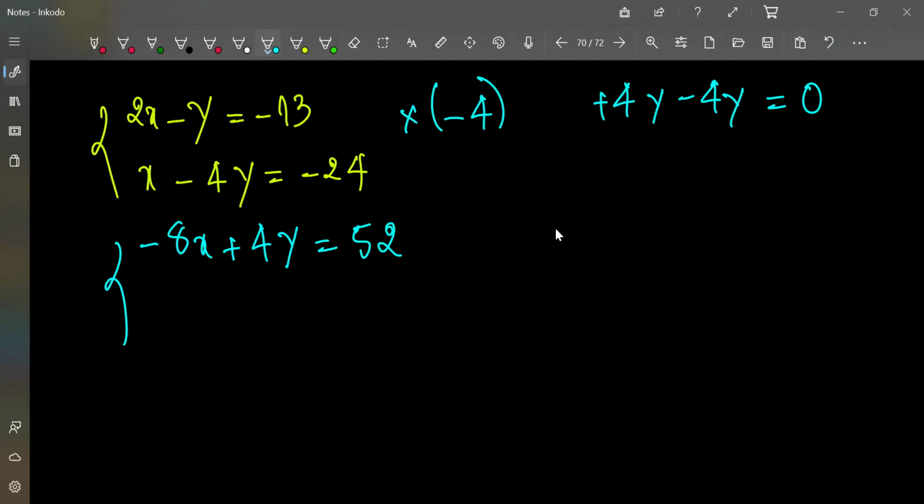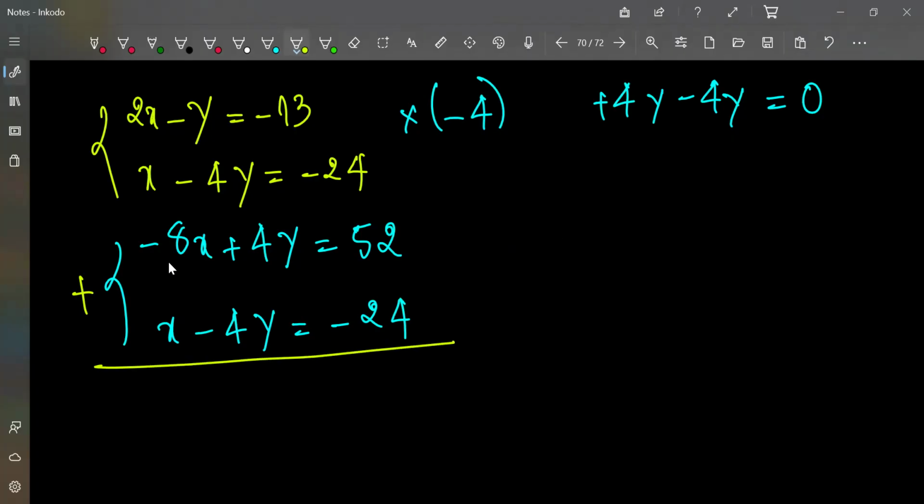52. Okay, so the second equation, we can write it again as x minus 4y equal to negative 24. Okay, so now let's add both equations. We get negative 8x plus x is equal to negative 7x, and 4y and negative 4y is 0. 52 minus 24 is equal to 28.